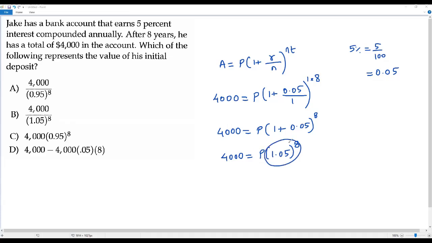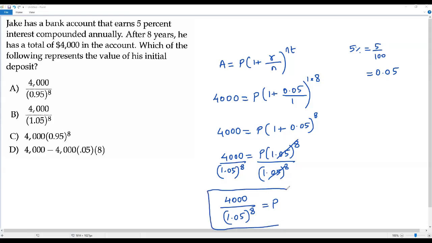For that we have to get rid of the value which is multiplied by P. For that I divide both sides by 1.05 to the 8th power. Let me do it on the left side also, 1.05 to the 8th power. So this one and this one are cancelled. I'm getting 4,000 divided by 1.05 to the 8th power equals P. So now I got the initial value of the deposit, that is 4,000 divided by 1.05 to the 8th power.